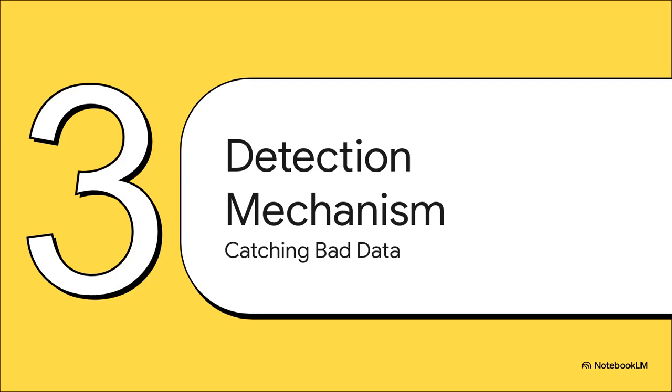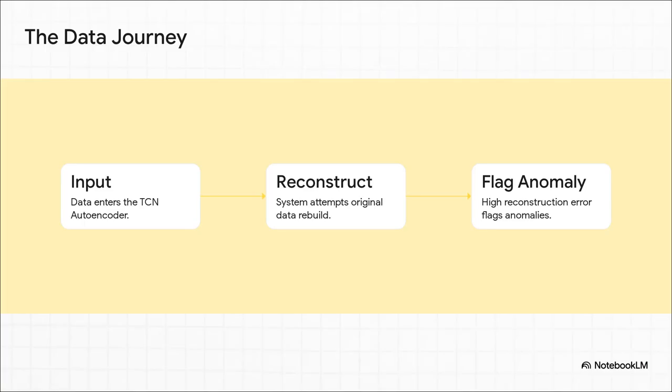Section 3. The detection mechanism. Catching bad data. So, how does this thing actually catch anomalies? It all comes down to a three-step data journey. Step 1. Your raw time series data enters the TCN autoencoder. Step 2. The autoencoder compresses that data into a tiny representation and then attempts a full reconstruction of the original data. It's basically trying to draw the data sequence from memory based purely on what it learned was normal.